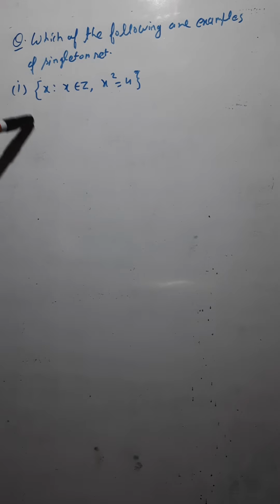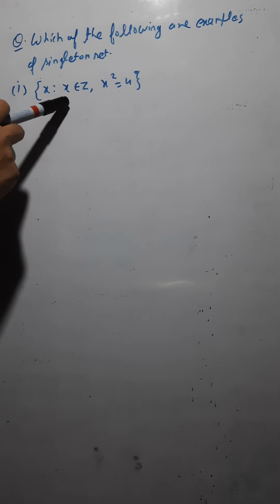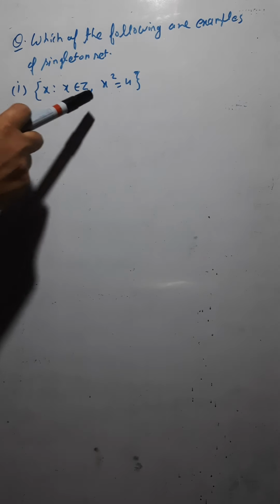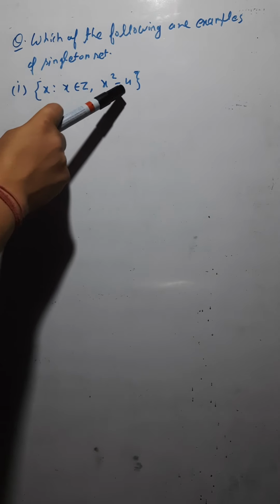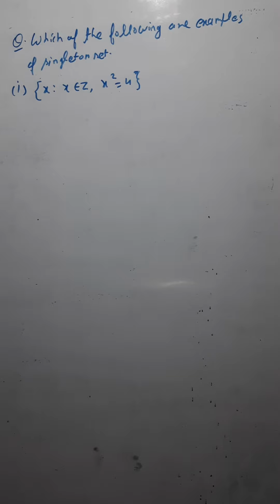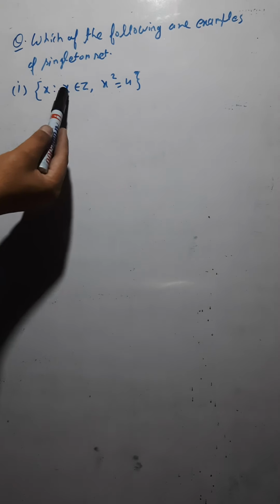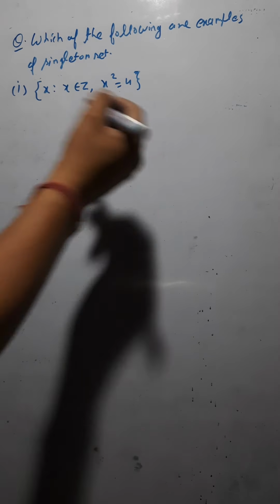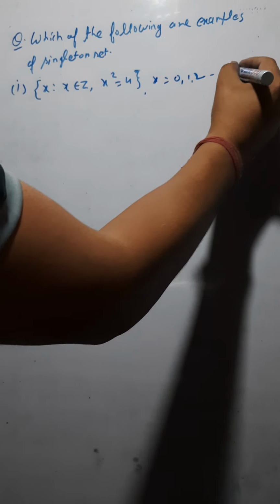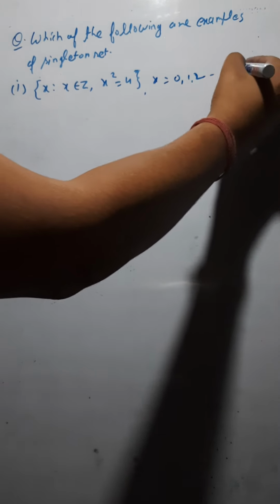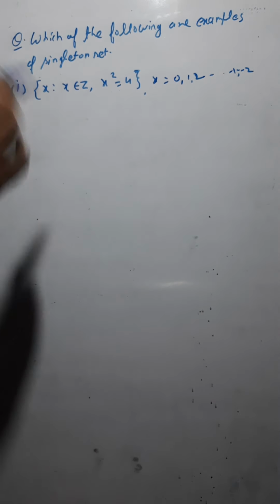You have a set which contains the elements x such that x belongs to the set of integers, and one more condition has been given here: x square should be equal to 4. So you have many integers. X belongs to the set of integers, so x could be 0, 1, 2, etc., then -1, -2, etc. So many elements could be there in the set A, isn't it?